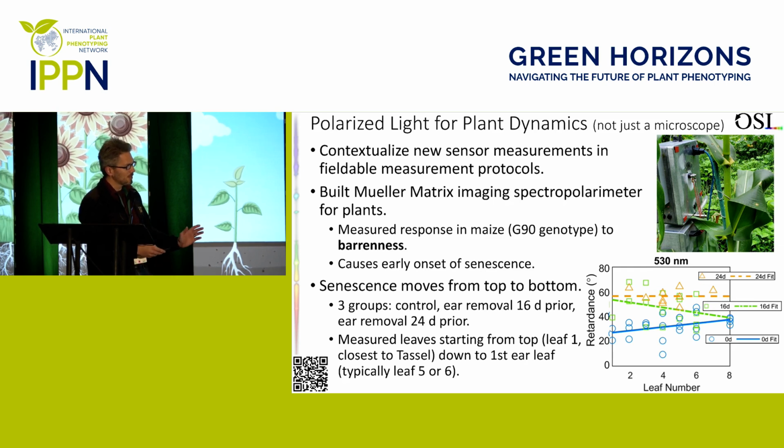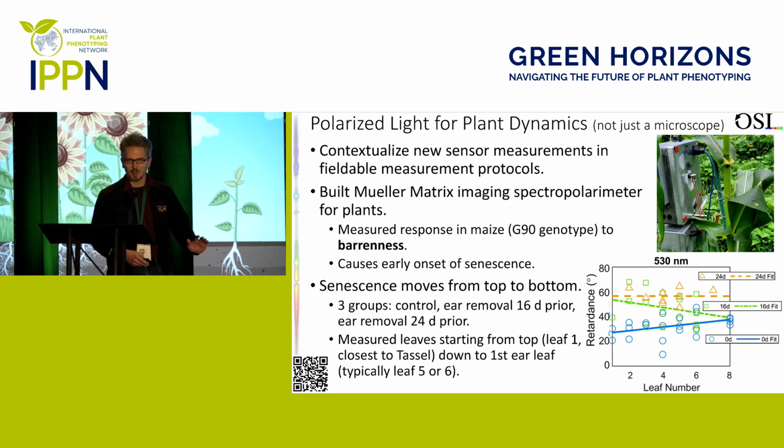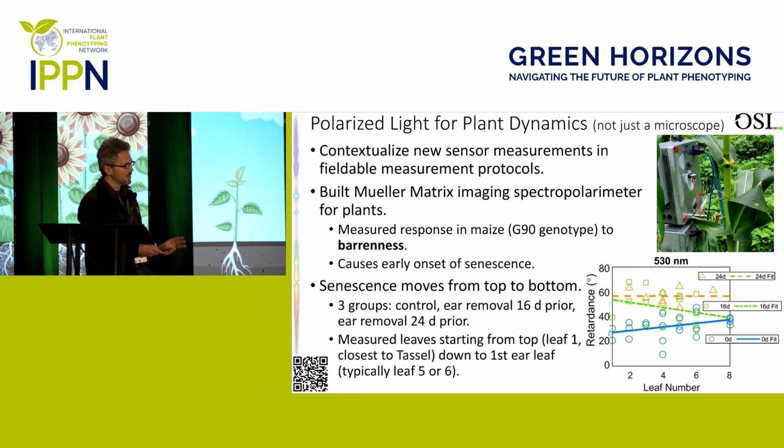So in the poster, we just talk about an experiment where we looked at 3 different corn plants with different levels of barrenness. So we ripped the ears off, and then 0 days barren, 16 days barren, 24 days barren. This is a metric called retardance. And so in the control, it has a generally low level. In the 24-day barren, it's relatively high.